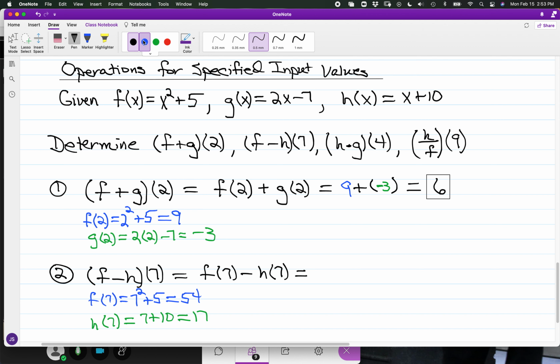So in the follow through, f of 7 we have at 54, minus h of 7. Again, h of 7 we have at 17. So for f minus h of 7, this will reduce to 37.